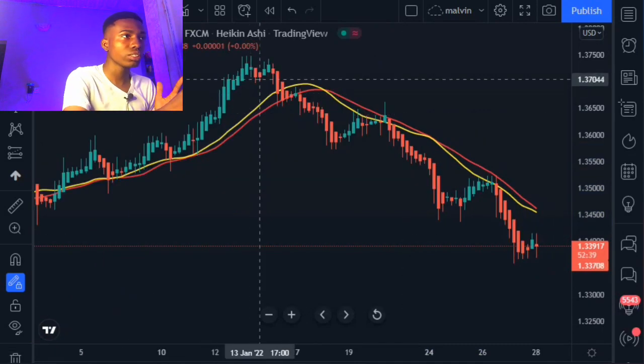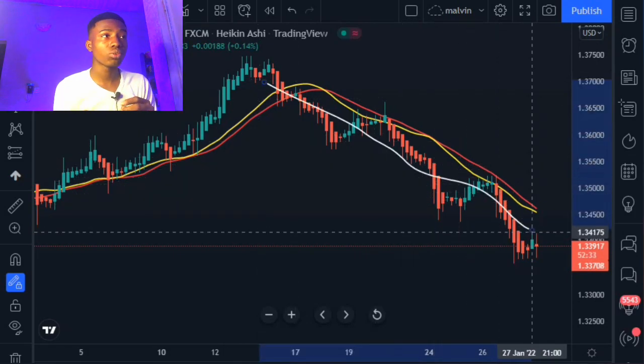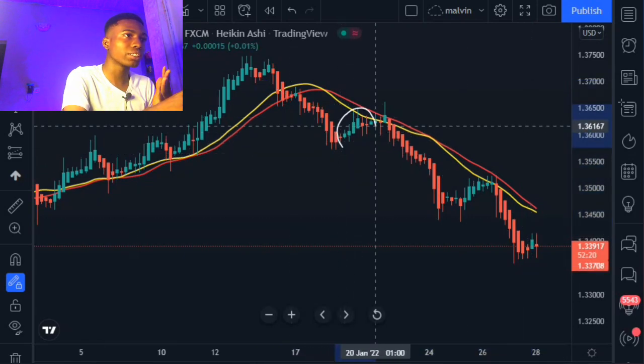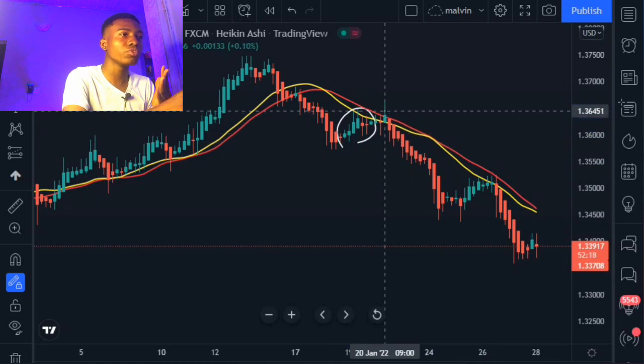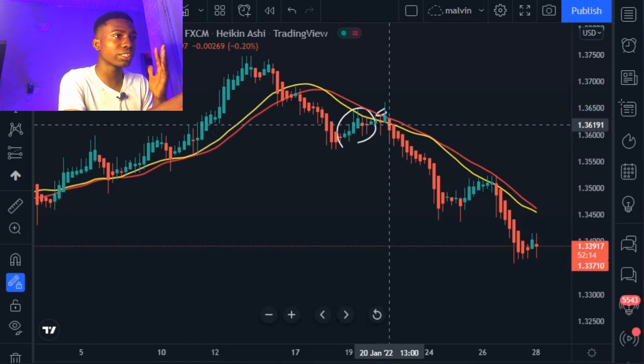So right here, we could actually see more red Heikin-Ashi candlesticks, which is trying to signify to us that there is a downtrend. And whenever we see little small green candlesticks, that is actually trying to tell us there's a retracement. We could actually see a retracement in the market, and once price got to the moving average, what happened? The moving average had to push price down.